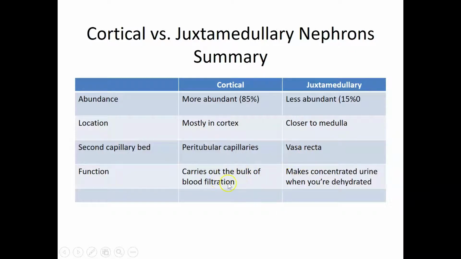And then the main difference in function between these: the cortical nephrons, being most abundant, are carrying out the bulk of blood filtration. So they're kind of the workhorses of the kidney. The juxtamedullary nephrons have a more specialized function. They come into play especially when you're dehydrated, and they're involved in making more concentrated urine, meaning urine with less water content. And so they're saving that water to maintain blood volume if you're dehydrated.